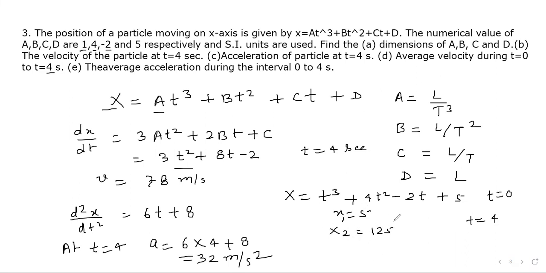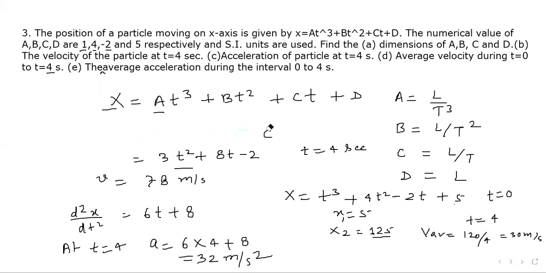Distance traveled will be 5 meters and this is 125 meters. So the difference will be 120 meters. So V average will be equal to 120 divided by 4, that is 30 meters per second.